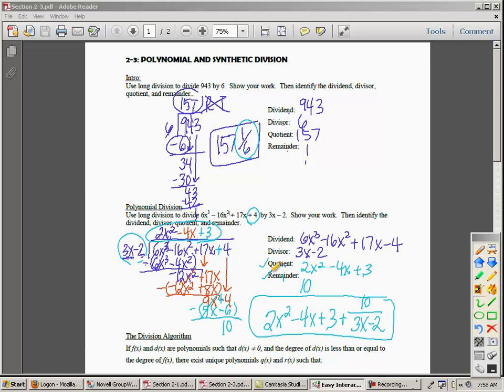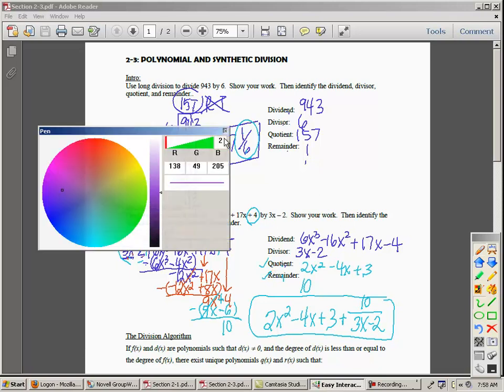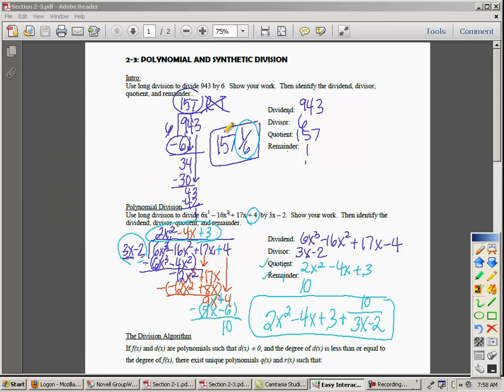And so we're going to try a couple more of these just so we get used to looking at this. I'm going to change my color again, get back to a better color. And then let's go through a couple more.